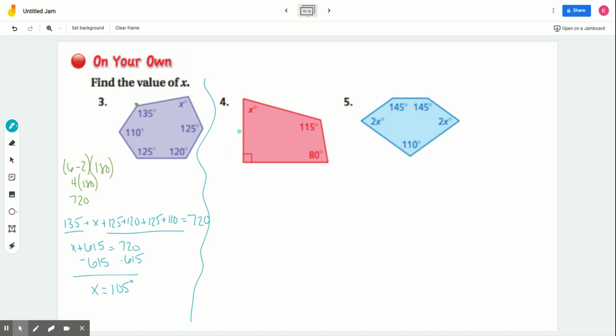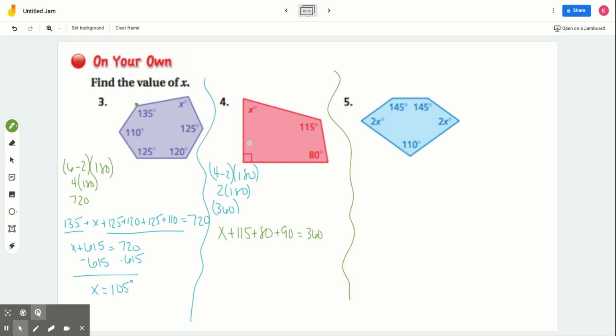Now, let's try number 4. We can see that this is a quadrilateral. Quadrilaterals have 4 sides, and we know that 4 take away 2 is 2, and 2 times 180 is 360. Now, we know that the sum of our interior angles has to equal 360. Go ahead and try to solve this one on your own.